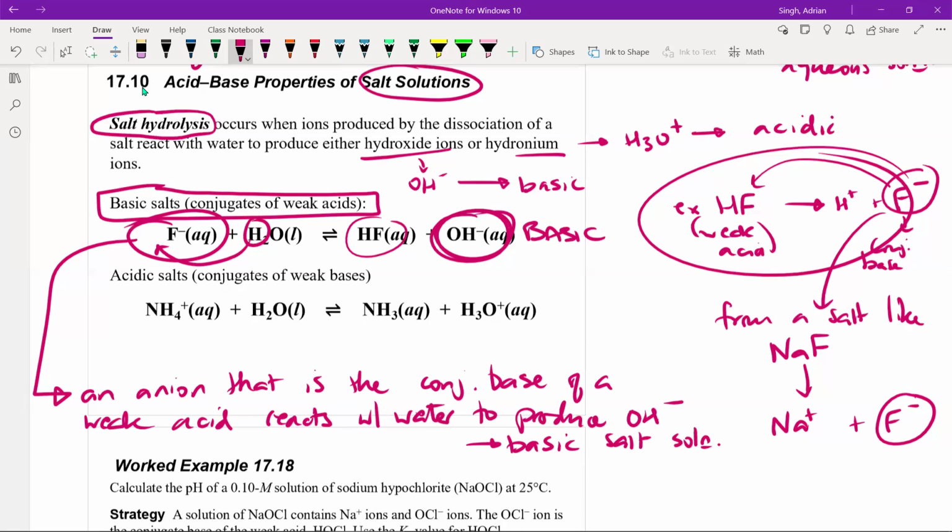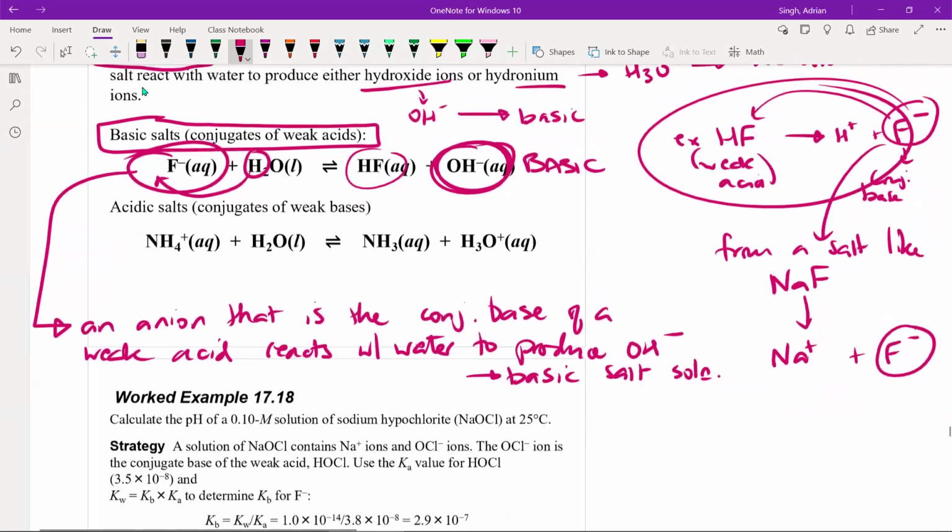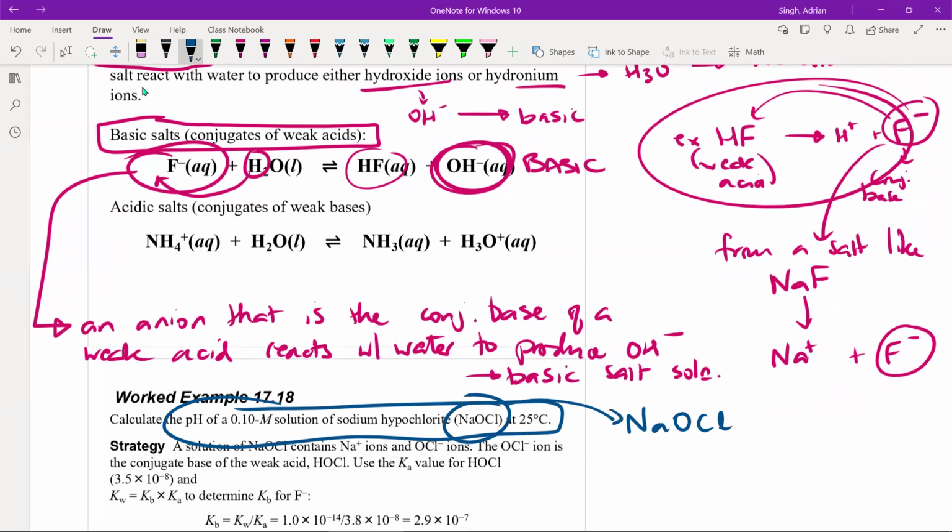We can also calculate the pH of that basic salt solution the same way that we can calculate the pH of any weak base solution, by using the Kb value for that anion. So let's take a look at an example of that. We have here: calculate the pH of a 0.1 molar solution of sodium hypochlorite at 25 degrees Celsius. So first thing, what is this? NaOCl. Well, that's a salt. It's an ionic compound, first of all, because you see a metal in there.